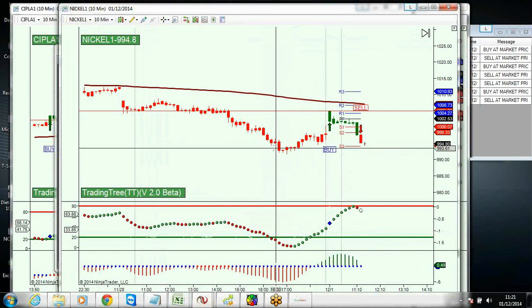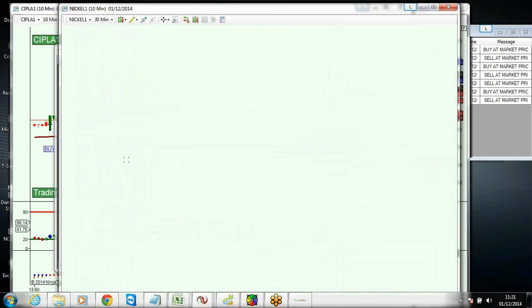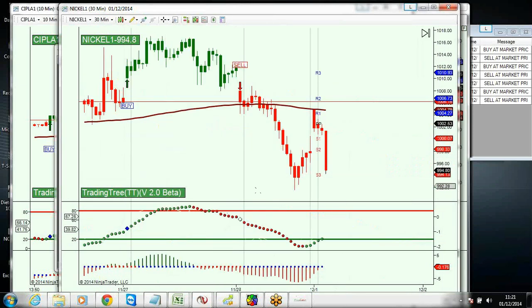So nickel, we have a sell call here. You can short it at this support, 993.60. That support is a strong support. If it goes below that, then your next target will be this, 991.